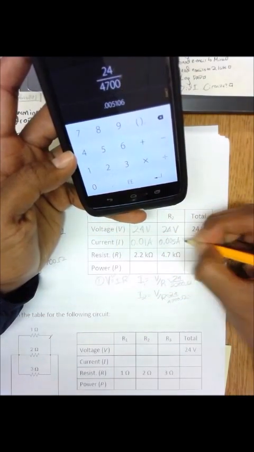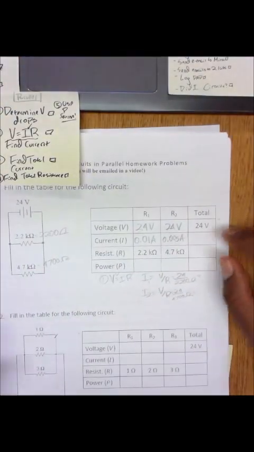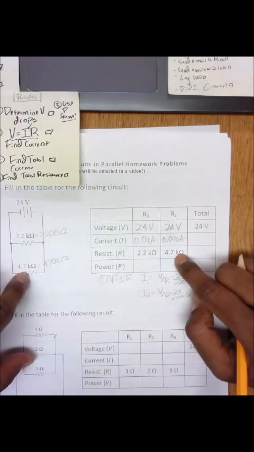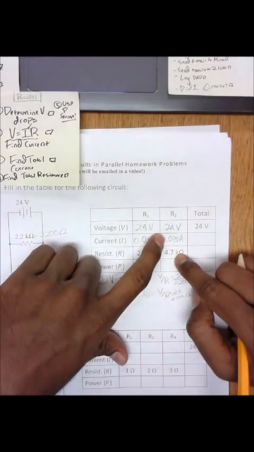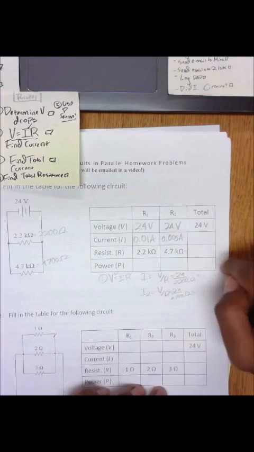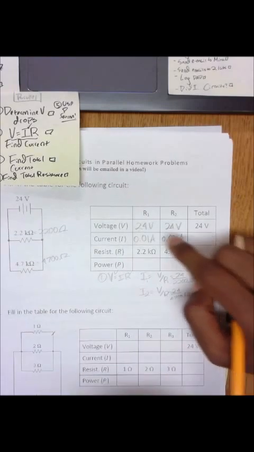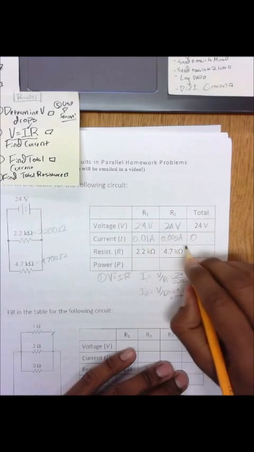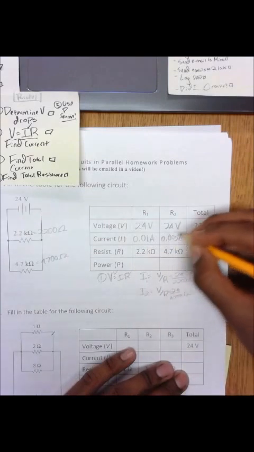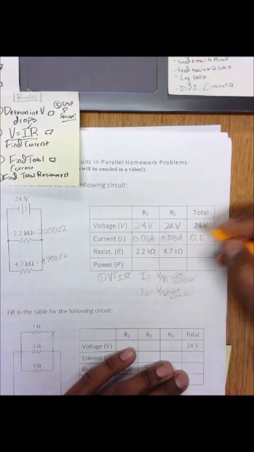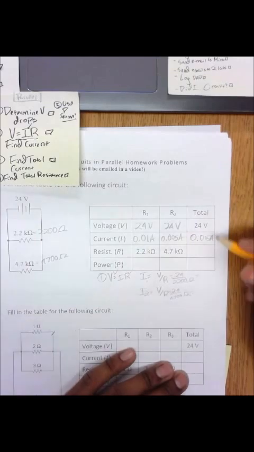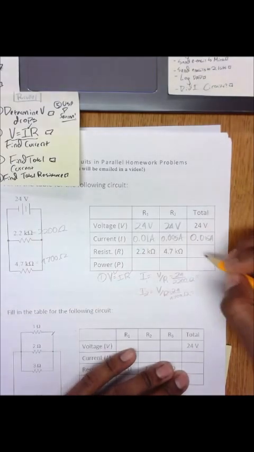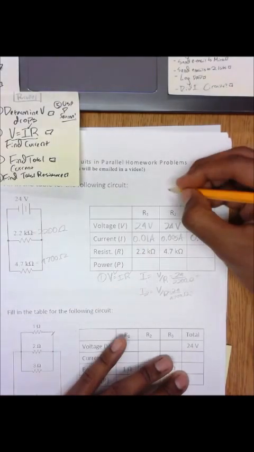0.005 amps. And so you can see clearly that the more resistance there is in that branch, the less current's going to flow through it. Current's going to want to take the path of least resistance. And so when they rejoin, once it splits up into two separate currents, then when they join up, they're going to have to combine. And so the total current is going to be 0.015.